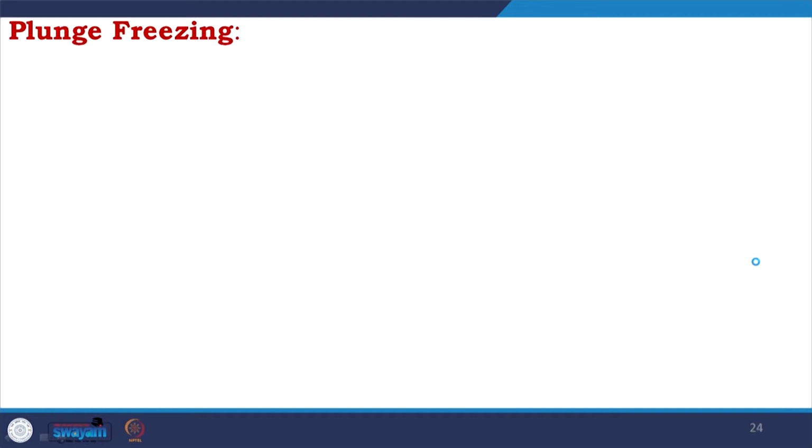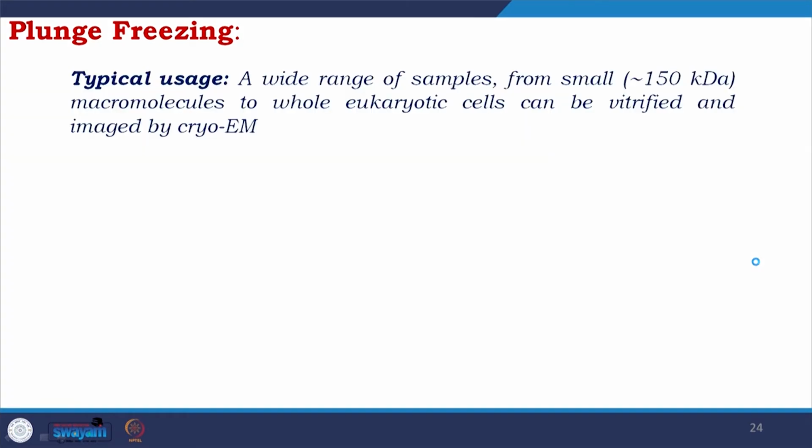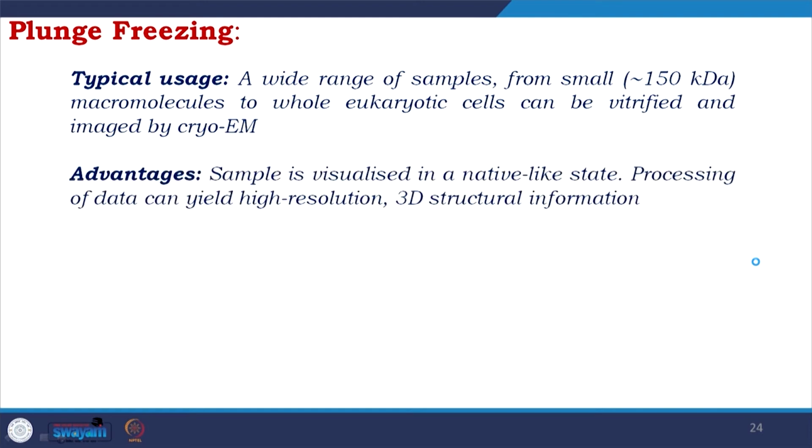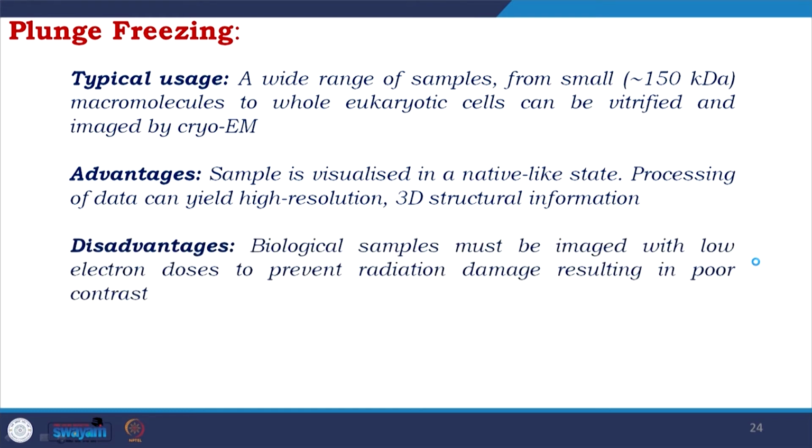So, we talked about sample preparation, we talked about negative staining, we talked about vitrification. How could we bring about the vitrification? One of the methods is plunge freezing. A wide range of samples from small 150 kilodalton macromolecules to whole eukaryotic cells can be vitrified and imaged by cryo using the plunge freezing technique. The sample is visualized in a native-like state. Processing of data can yield high resolution 3D structural information, obtained with ease, with comfort.